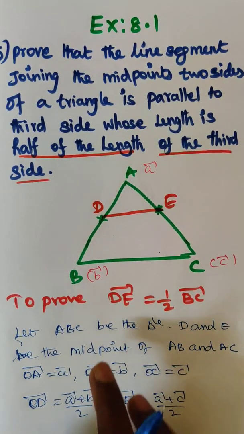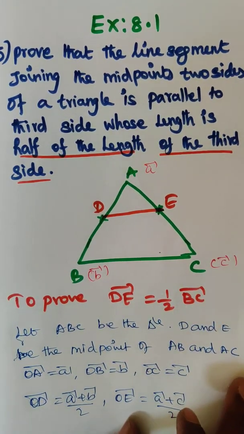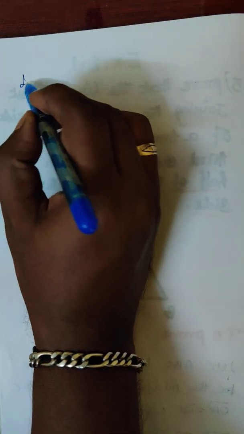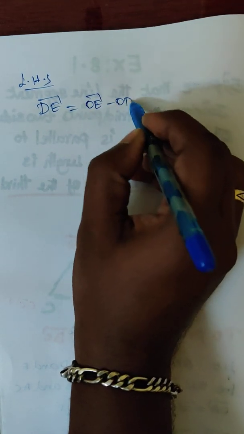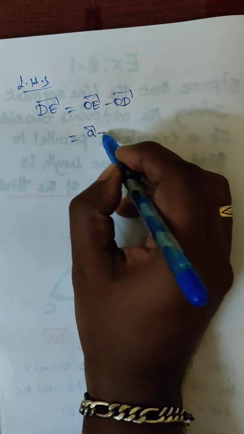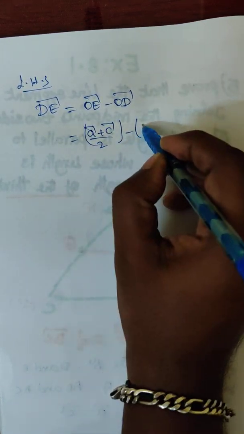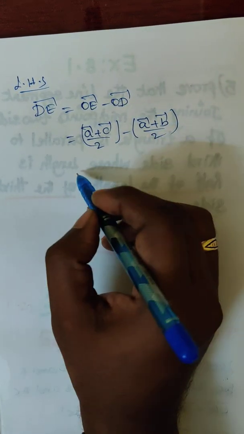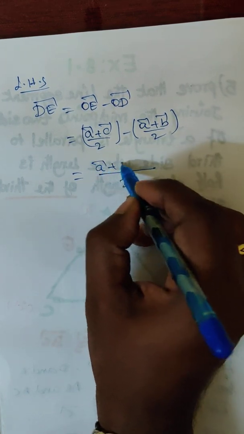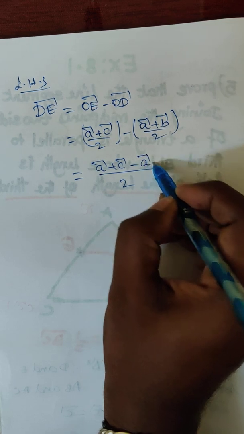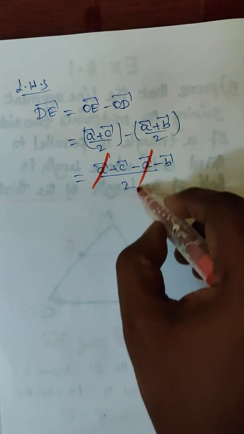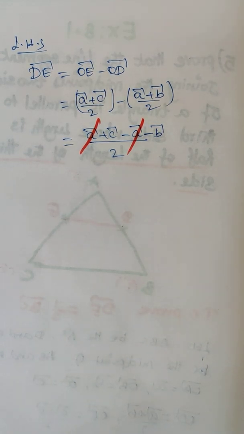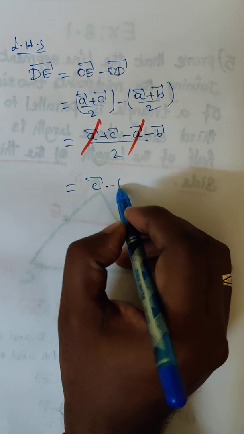So now to prove DE is equal to half of BC. Let us take the LHS. DE vector is equal to OE vector minus OD vector. So OE is A vector plus C vector by 2 minus OD, A vector plus B vector by 2. So 2 is common: A vector plus C vector minus, multiplying the minus inside, A vector minus B vector. Here A vector and minus A vector cancel. The remaining terms are C vector minus B vector by 2.